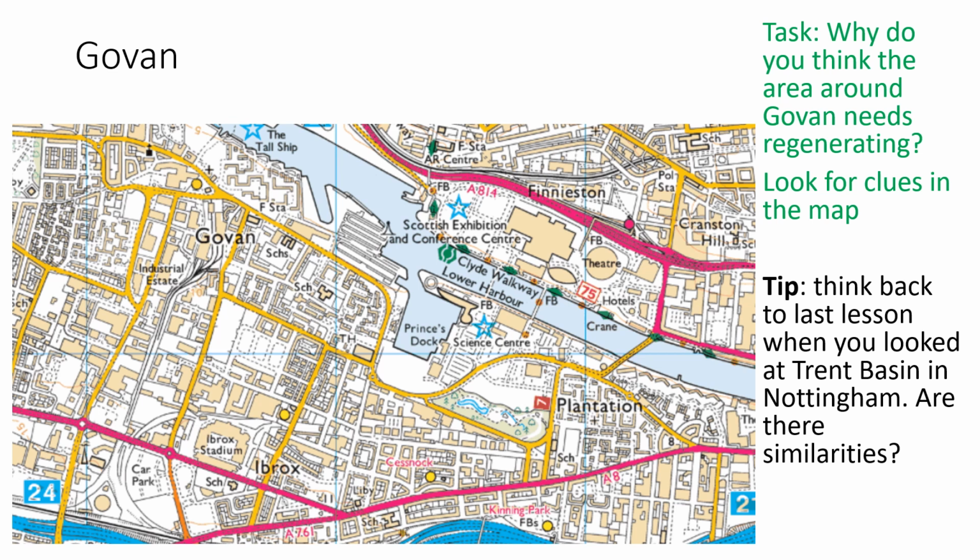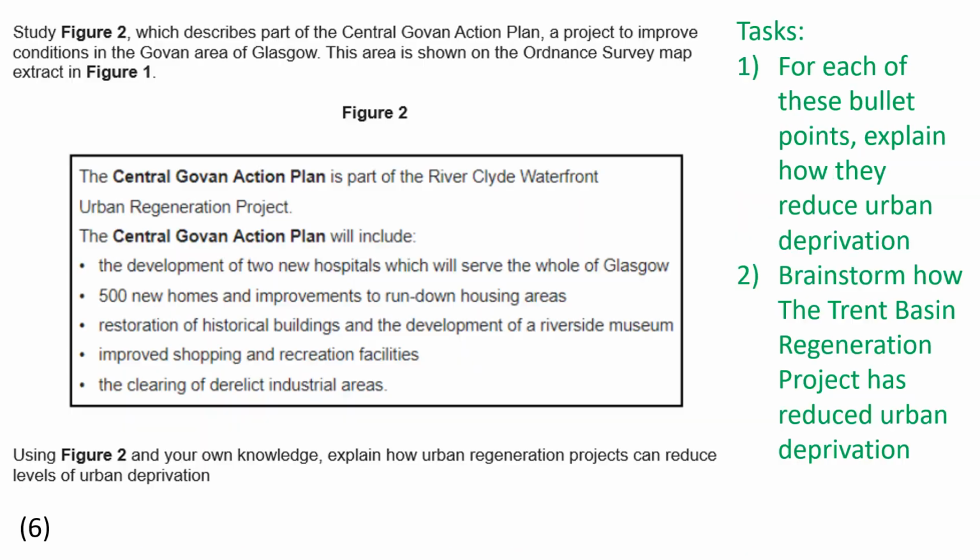There are a couple of schools, so we can see that there is obviously some housing in the area as well. We can assume that is the housing that needs to be improved. Okay, similarities to Trent Basin? Yes, there are. We had the dock area around Trent Basin, and we also had all the industrial warehouses and factories that were no longer in use, and the area had fallen into disrepair and there was a lot of crime. So there are similarities there.